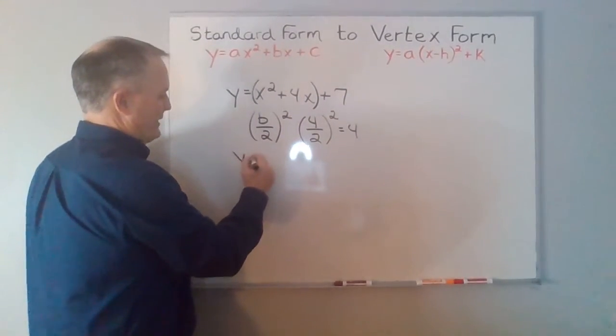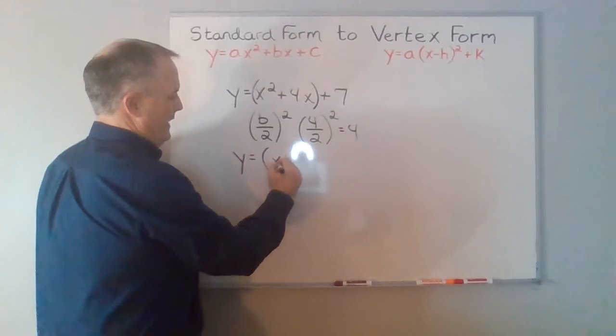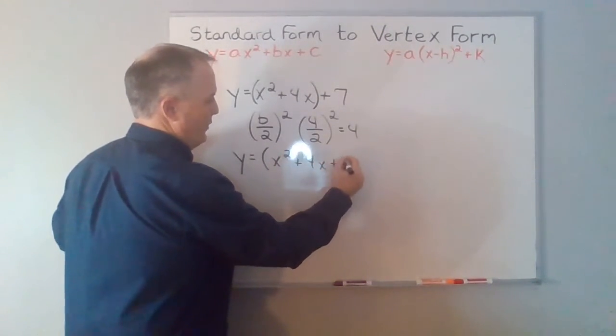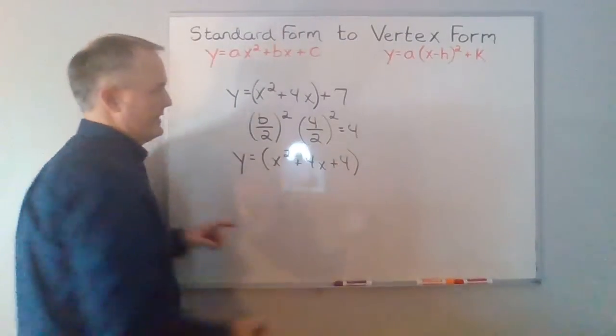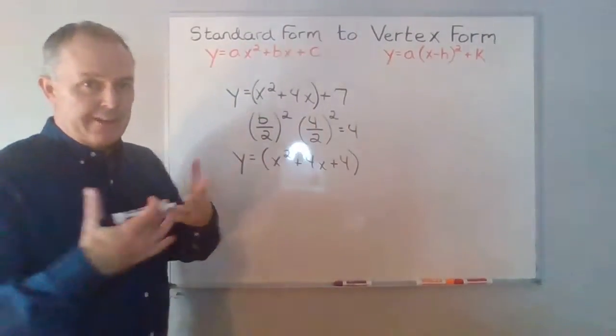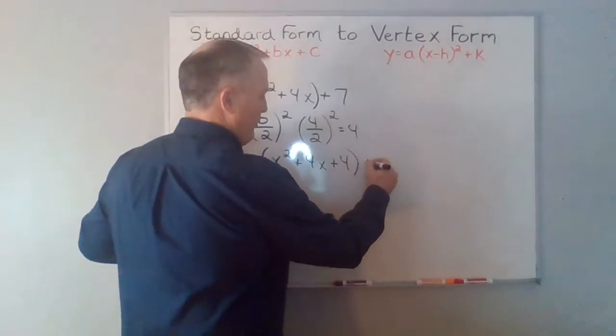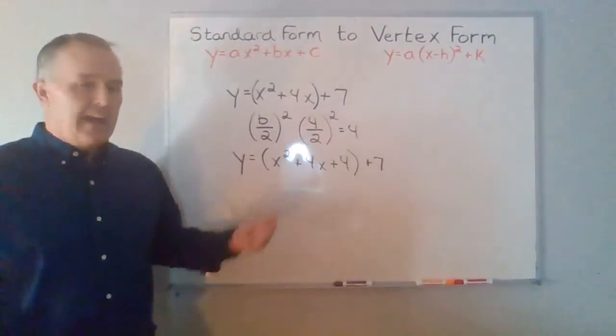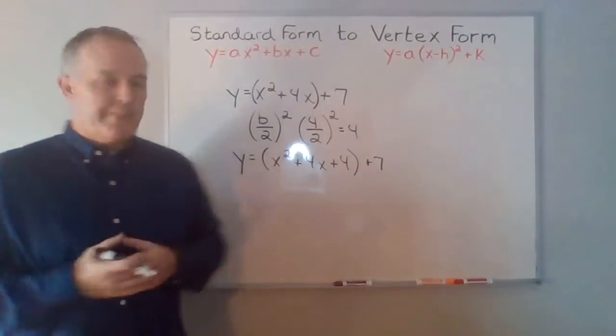So now I'm going to rewrite it. It's going to be y equals x squared plus 4x plus 4, close parentheses. But make sure you include the plus 7 on the outside. Remember, that's still part of the equation. So now inside my parentheses, I have my perfect square trinomial. I can work with that.